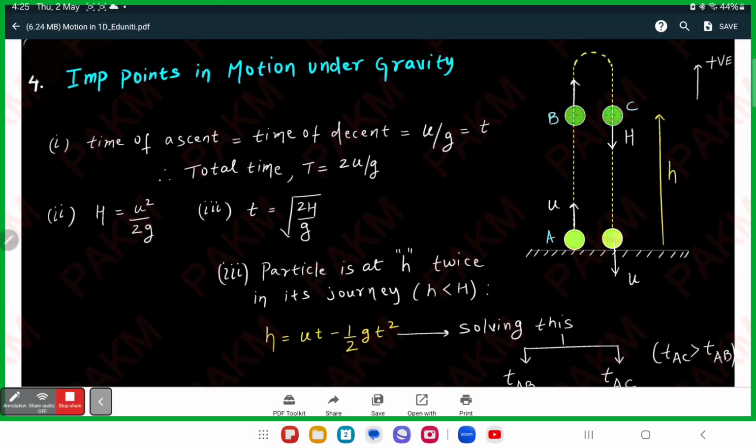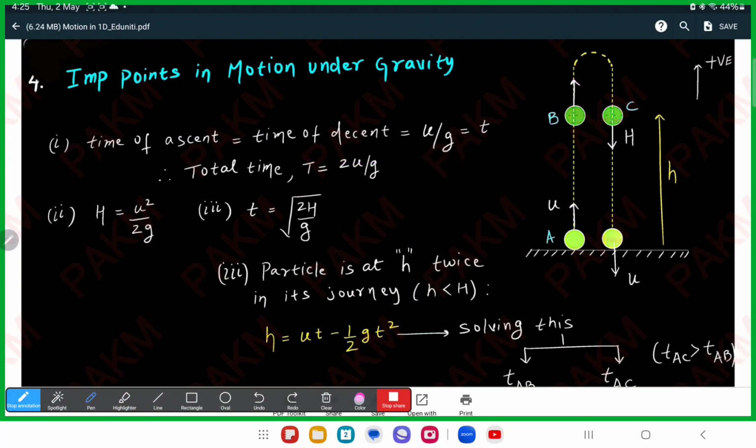If we consider this is small h, fine, and let's say this height is capital H. So capital H is greater than h. So that means small h will be traveled how many times? 2 times.